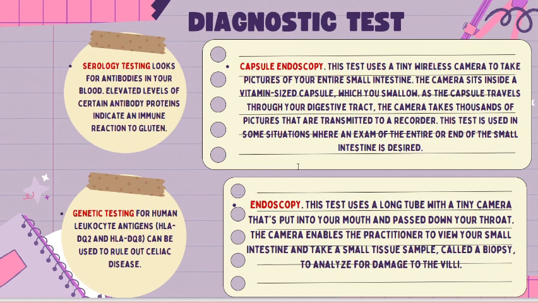Endoscopy. This test uses a long tube with a tiny camera that is put in your mouth and passes down your throat. The camera enables the practitioner to view your small intestine and take a small tissue sample, called a biopsy, to analyze for damage to the villi.